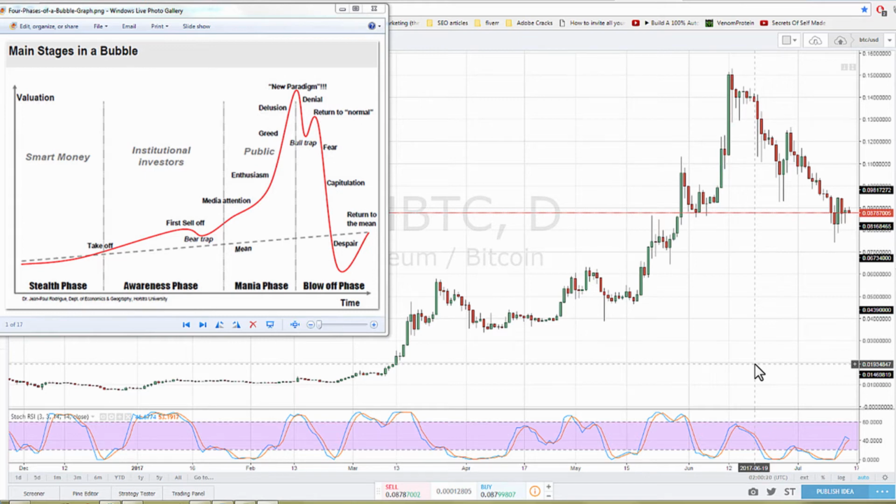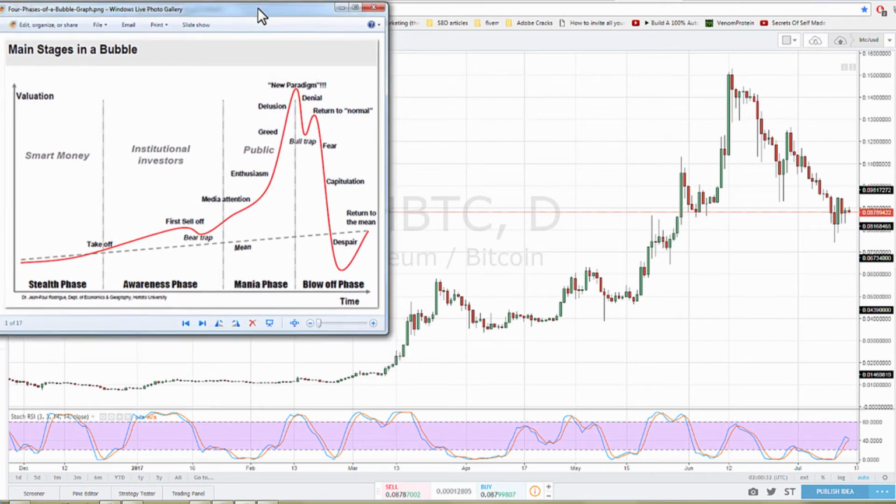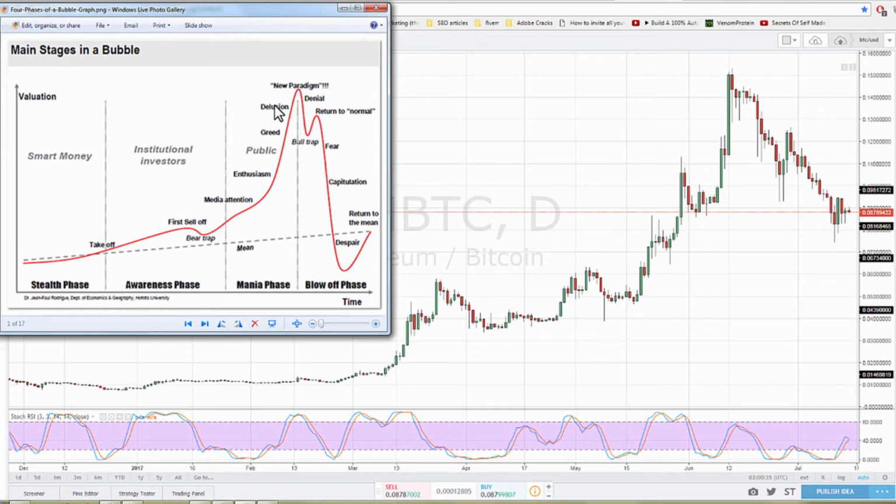Hey guys, welcome back to another post for Ethereum versus Bitcoin technical analysis. What I have here is the chart for Ethereum versus Bitcoin. This is the one-day candles from Poloniex. And what I have here is a screenshot of a bubble model. This would be the main stages in a bubble, and this applies to any asset.